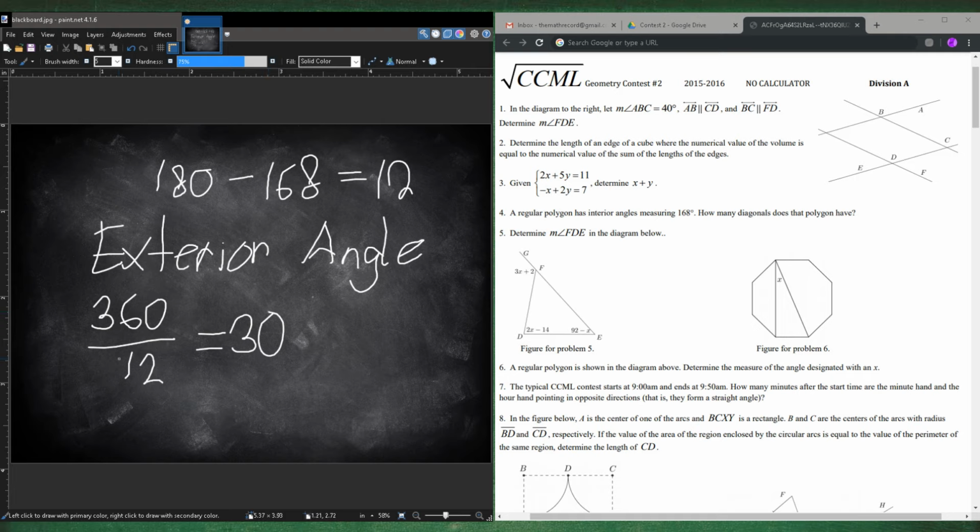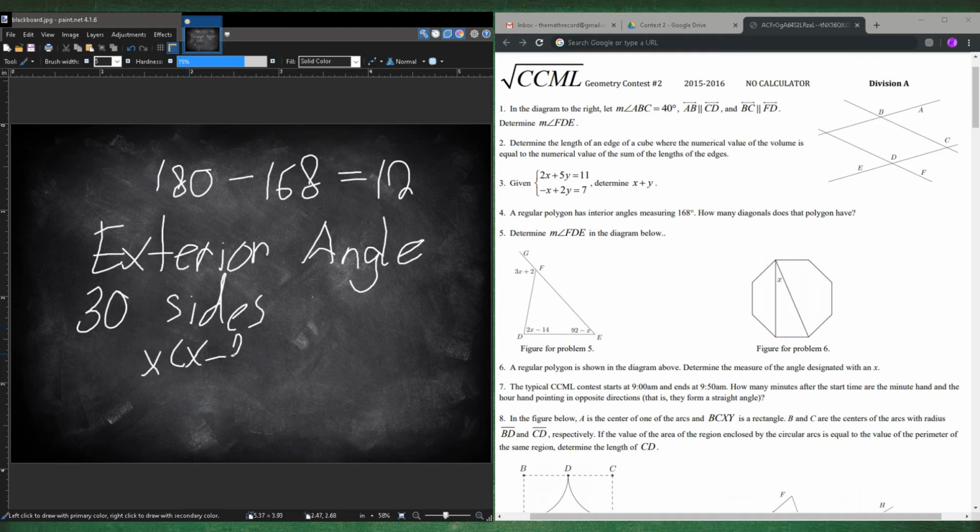So our exterior angle is, not 30 degrees, our exterior angle is 12, so we now have 30 side lengths. Since we have 30 sides, the formula to calculate the number of diagonals is n times n minus 3 divided by 2. So you plug that in, you have 30 times 27 over 2. 30 divided by 2 is 15. So you just have 27 times 15.